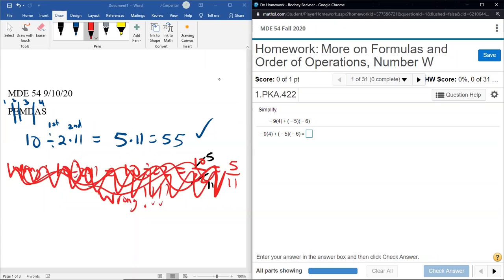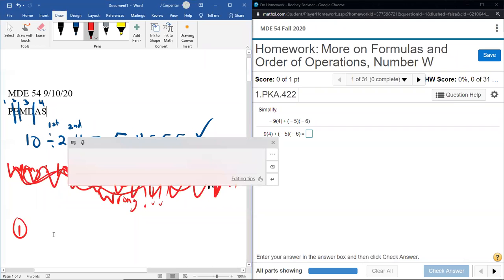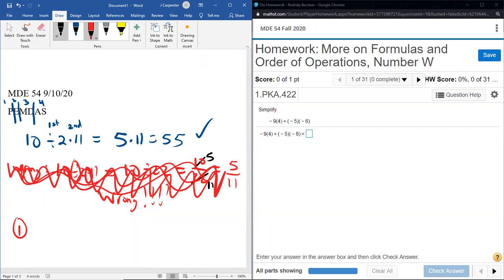All right, so let's get to it. Number one. So we have negative 9 times 4 plus negative 5 times negative 6. So PEMDAS, P-E-M-D-A-S, there are no parentheses counting as parentheses. There are no exponents at all in this. So we're on the M and D. There are two multiplications so we do them in the order we see from left to right.